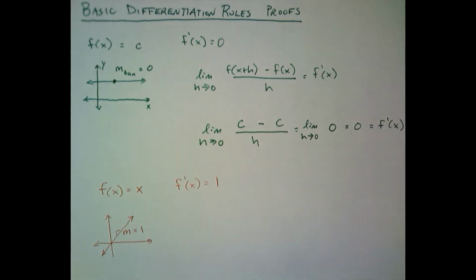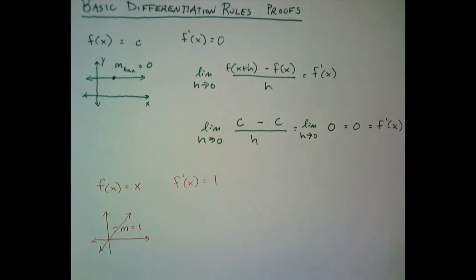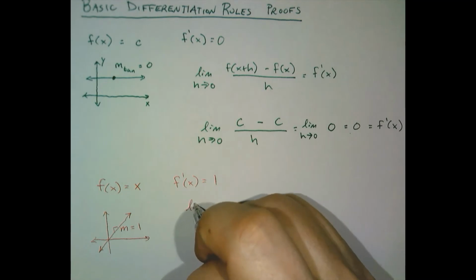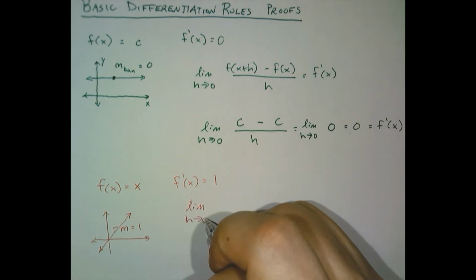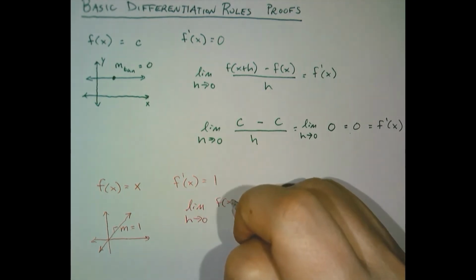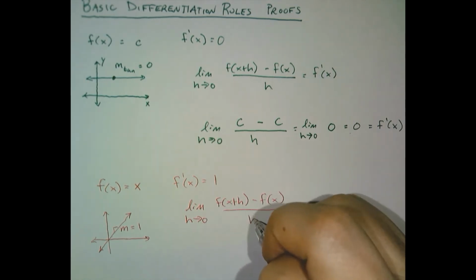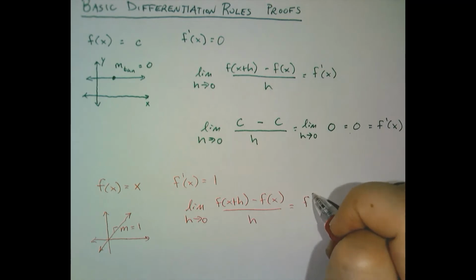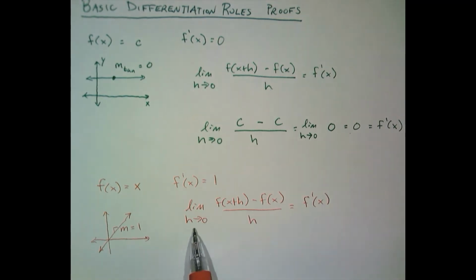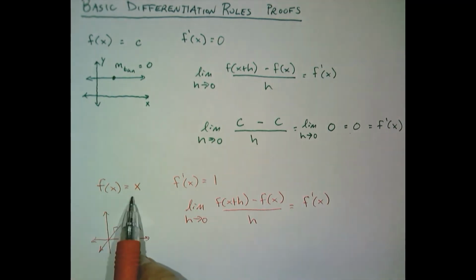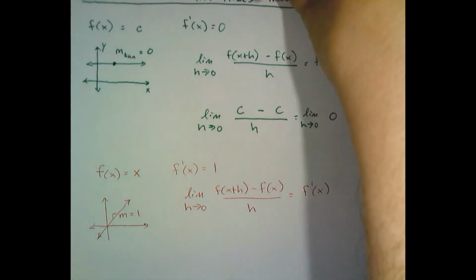And let's go on and prove this using the formal definition of the derivative. The limit as h goes to 0 of f of x plus h minus f of x over h is equal to f prime of x. And we want to evaluate this expression for that function. So we're going to go ahead and do that.